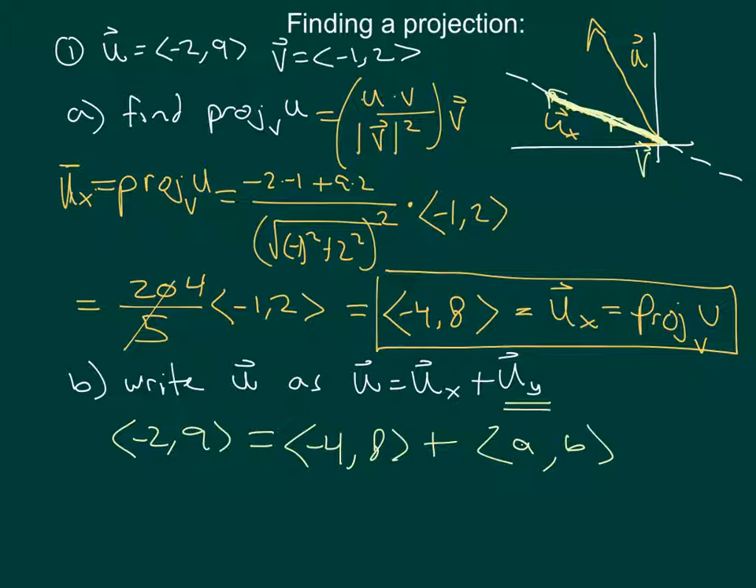Well, this is just a simple equation where I'm going to subtract this vector to the other side so I can solve for my vector ab. So if I do negative 2 minus negative 4, that's positive 2, and 9 minus 8 would be 1.